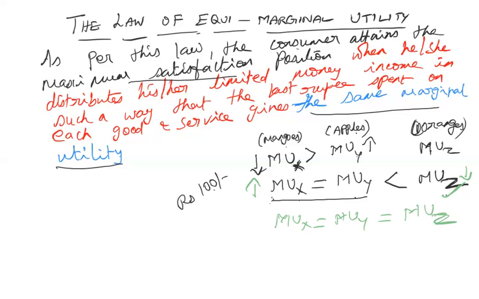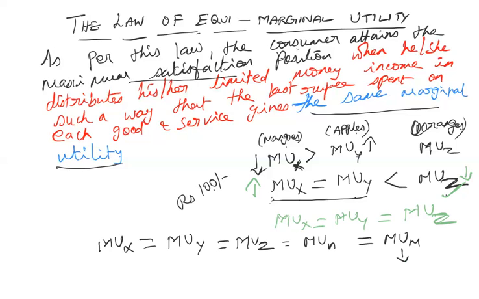So like that, the consumer keeps on purchasing a particular commodity till the marginal utilities of all the commodities are equal. Okay. So that is, marginal utility of commodity X must be equal to marginal utility of commodity Y, that must be equal to Z, that must be equal to marginal utility of n number of commodities, which must be equal to marginal utility of M. So this M, marginal utility of money, is nothing but savings.